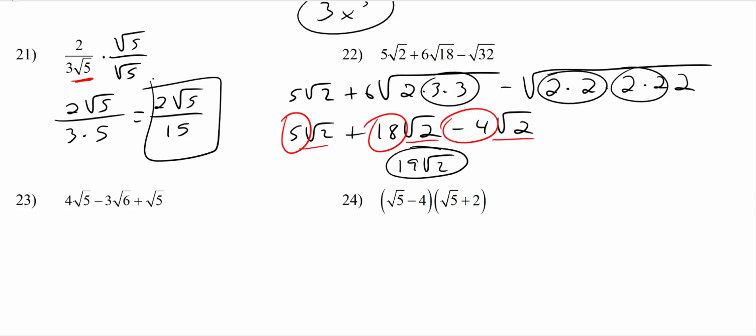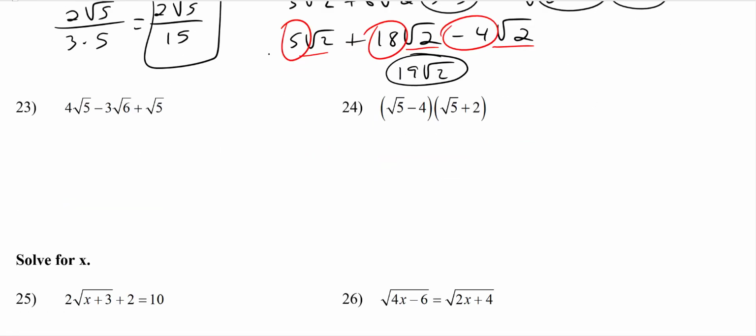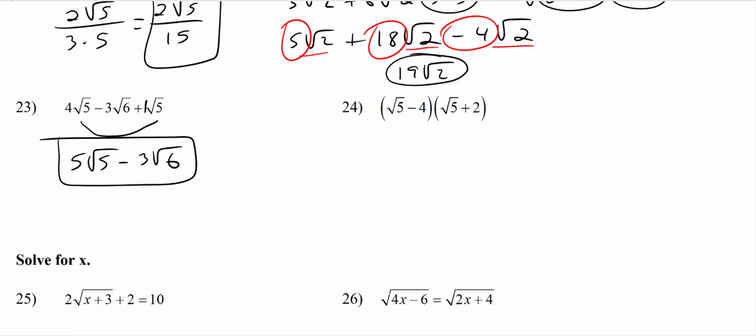All right, number 23. Basically, there's nothing really to simplify. 5 and 6 can't simplify, so you just got to combine the stuff together. Please don't combine the root 6 with anything. There's not another root 6 there. So if you want to put a 1 here to help you out, 4 root 5 plus 1 root 5 is 5 root 5. Right? If you have 4 root 5's and I hand you 1 more root 5, you get 5 root 5's minus 3 root 6. And that actually is your answer.